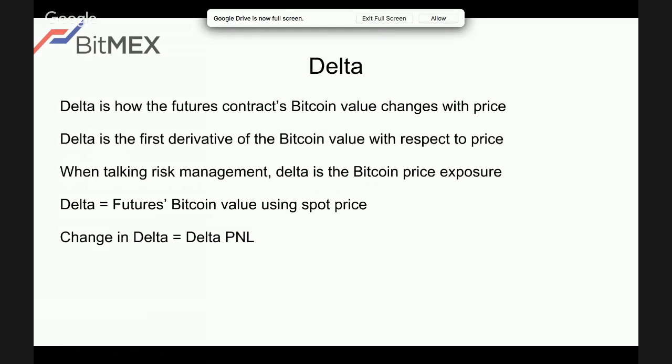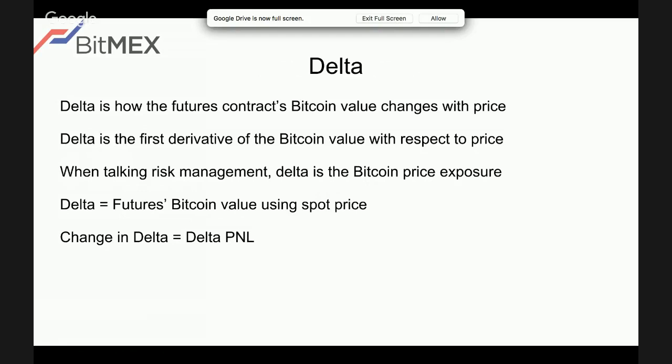So delta, in the pure mathematical sense, is the first derivative of the value of a Bitcoin futures contract with respect to price. But what we really mean in layman's terms is how much do you make or lose based on a change in the underlying spot price of Bitcoin. And when we talk about delta in terms of risk management, we're talking about the gross Bitcoin exposure that you have. So if someone came to me and said, "Hey Arthur, what is your portfolio? What's your delta?" I would say, "Oh, I'm long 100 Bitcoin, or I'm short 500 Bitcoin."